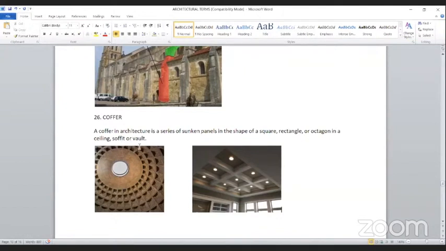So a coffer can be used on the ceilings, on the top of the vault, or soffits. This is a modern interpretation of a coffered ceiling. This is a traditional one.